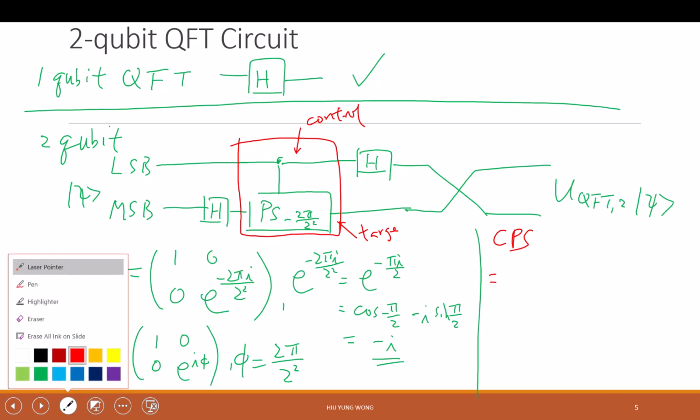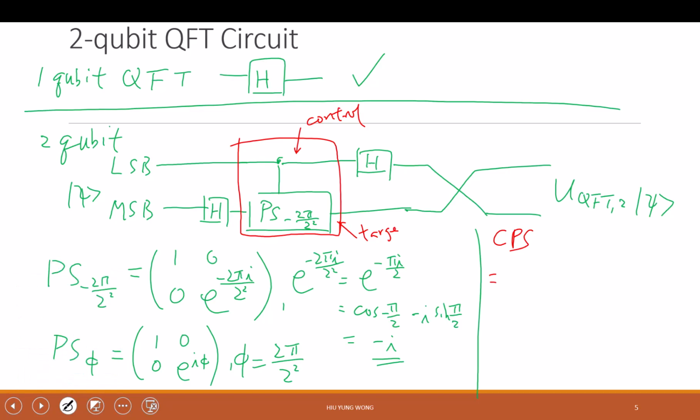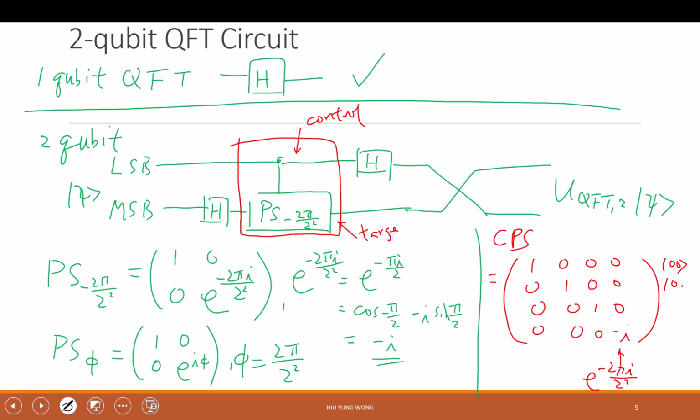So let me give you the result, and then we can discuss a little bit more how come we have this. It's going to be like this: 1, 0, 0, 0, 0, 1, 0, 0, 0, 0, 1, 0, 0, 0, 0, negative i. This negative i, of course, is e to the power negative 2 pi i divided by 2 to the power 2.